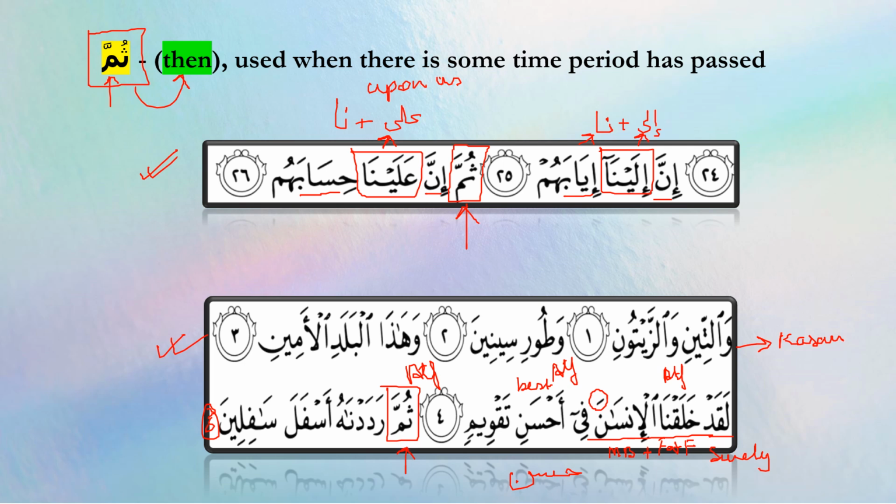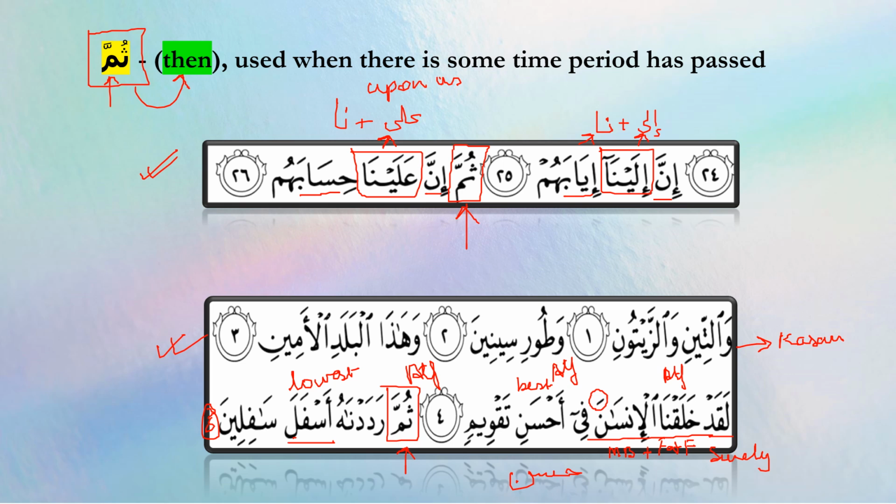And thumma, and then what happens? Thumma radadnahu means prepared for him what? Asfala safilin. Asfala is also a superlative degree, meaning the lowest. Safilin means, like, if a person was created as a human being in its best form, but does a bad deed and doesn't follow the ways Allah subhanahu wa ta'ala has told us, and does all kinds of sins, then what happens?